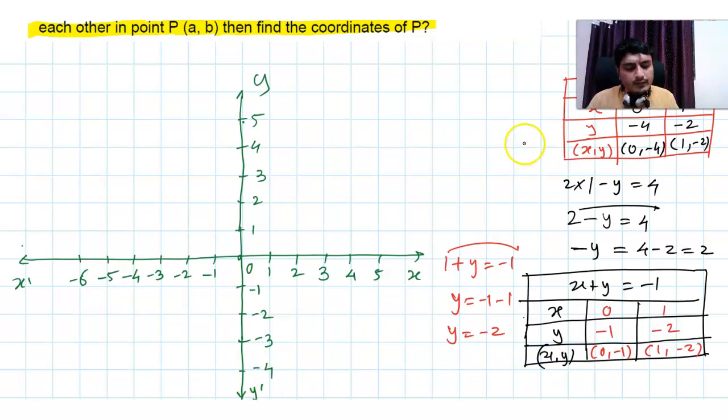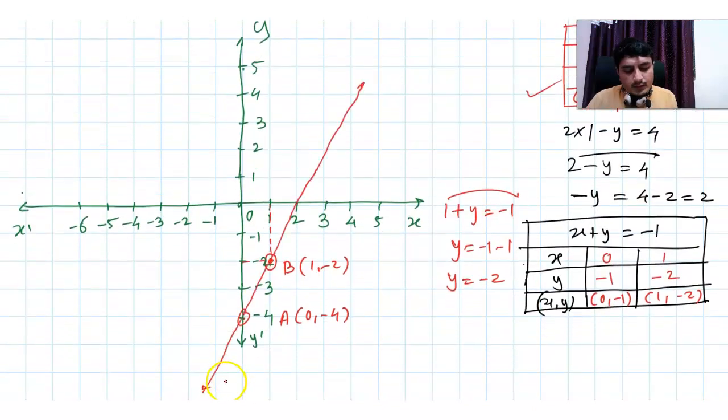So the first point, as per the first table, we have 0, minus 4, that will lie on the y-axis. Keep in mind, the point lies on the y-axis when its x coordinate is 0. So we have the point A having the coordinates 0, minus 4. Now the next point we have is 1, minus 2. So 1 from the x-axis, minus 2 from the y-axis. Somewhere here we have point B, that is 1, minus 2. Let's draw the line passing through those two points, whose equation I am writing: 2x minus y equals 4.